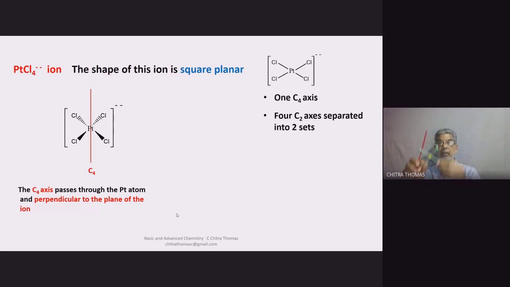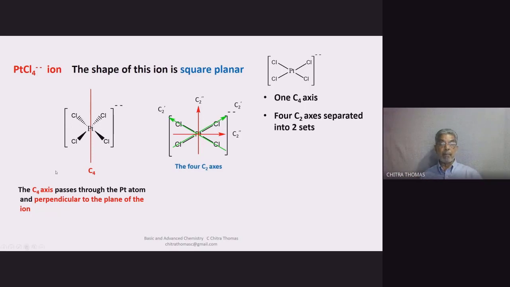See, hold the molecule like this. This is a C2, right? This is a C2. This is a C2. Then this is a C2. This is a C2. But not all these C2 axes are identical. They are separated into two sets. Look at this diagram: the green coded and the red coded. The green coded are the 2 C2 prime axes, and the red coded are the 2 C2 double prime axes.